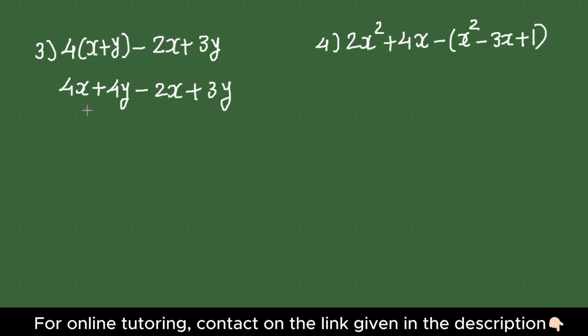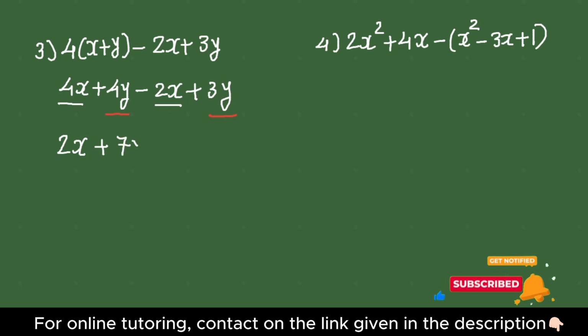Now here we have two variables, x and y. So the terms with the variable x are one pair of like terms, and the terms with the variable y are another pair of like terms. So now let us add 4x minus 2x. So 4 minus 2 is 2. So 2x. After then we have 4y plus 3y. 4 plus 3 is 7. So plus 7y. So our simplified expression is 2x plus 7y.